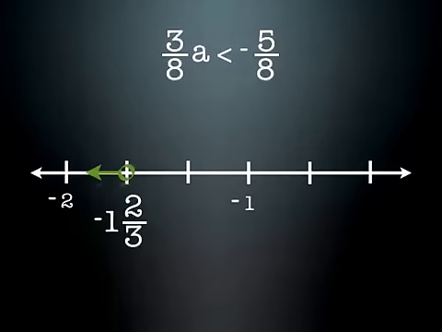Alright, the solution for the first one is a is less than negative 1 2/3. So you're going to have an open circle at the negative 1 2/3 with an arrow pointing to the left.